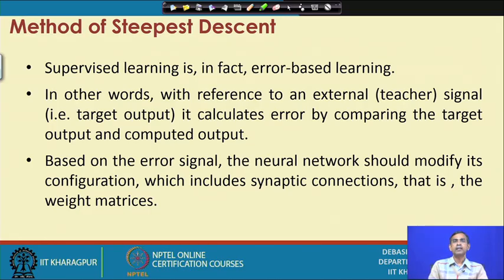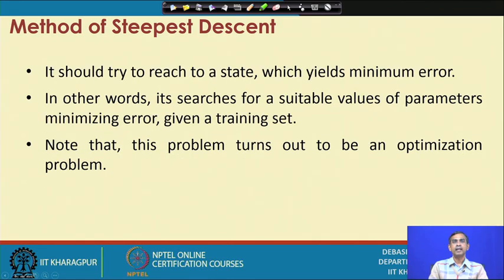So, now let us see what the steepest descent method is. Basically, the idea is that for the input it will produce the output, and thereby the error will be computed, and this error is a function of the neural network parameter values. So, we have to search for the right values of the neural network parameters so that the error obtained is minimum. This is the concept that is there.